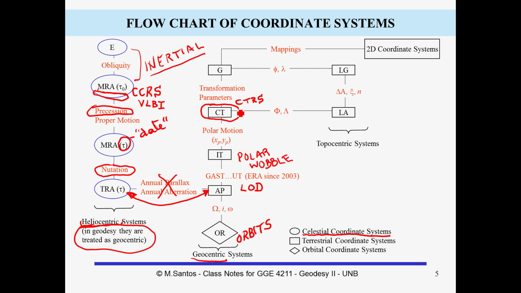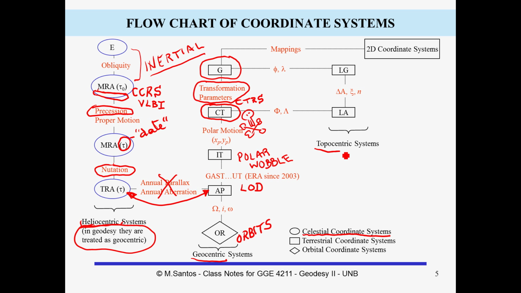Conventional terrestrial system, this is the one that we have to really understand, because this is the pope of the coordinate systems, and there is a huge relationship with the geodetic coordinate systems, the ones that we use in practice. And here we have the transformation parameters. We talked about transformation parameters before. We're going to use transformation parameters to relate the conventional terrestrial and the geodetic.